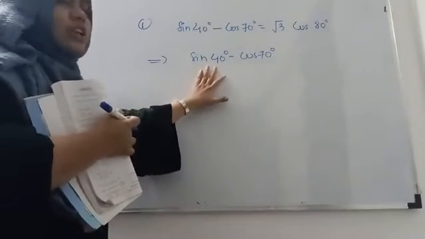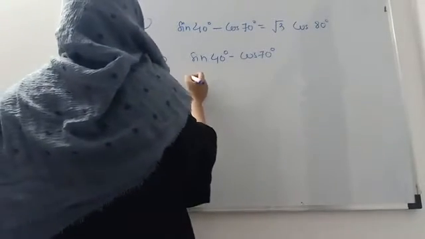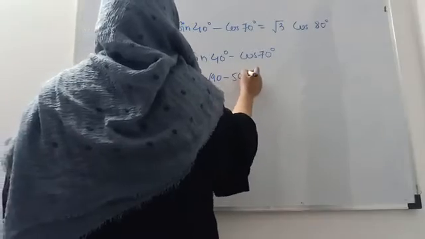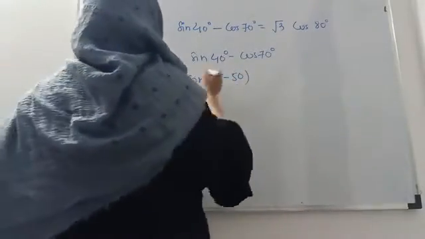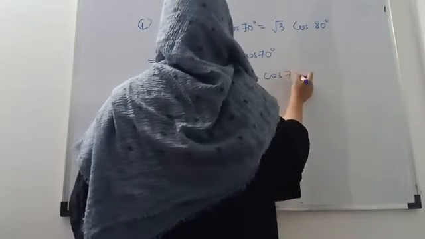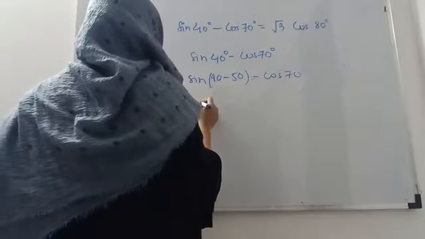Okay, so we do not have a formula for sin minus cos. We have a formula for sin plus sin, cos plus cos, but not for sin and cos together. So first of all we will convert either sin into cos or cos into sin. I am writing this sin 40 as sin of 90 minus 50, and this term cos 70 as it is. Now sin of 90 minus 50 is nothing but cos 50.